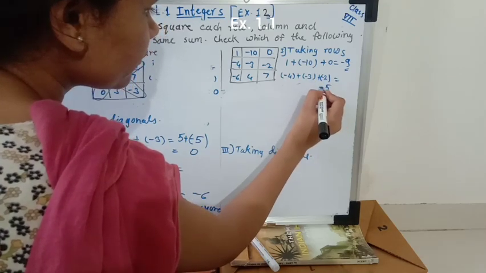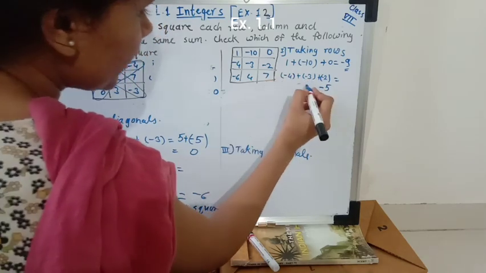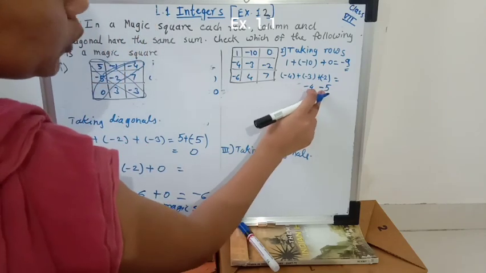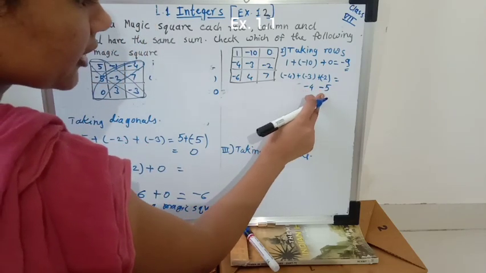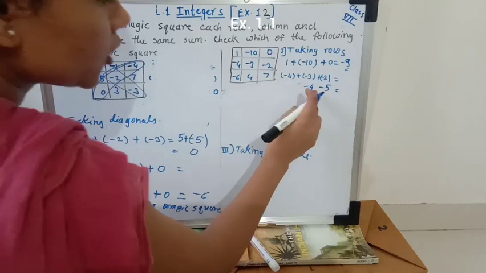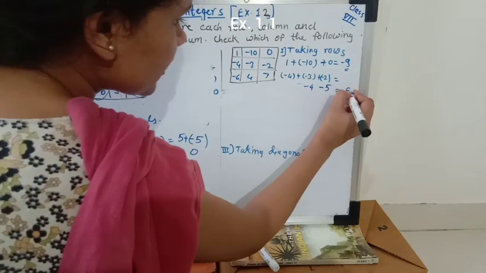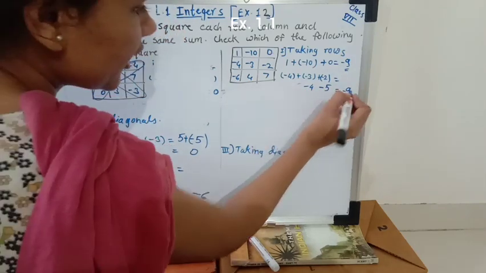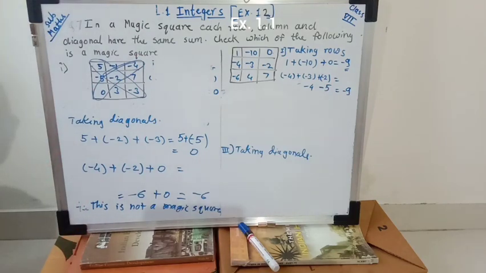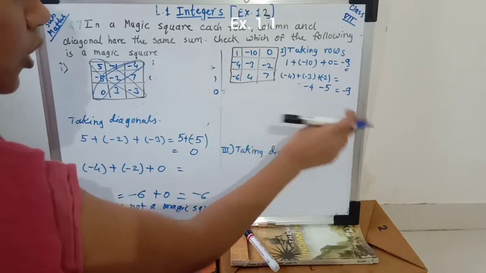Give the sign of the bigger number, and here minus 4 is there. Again two negative numbers are there. When two negative numbers come, what do we have to do? We have to do the addition. 4 plus 5 is equal to 9. 5 is the bigger number, so we'll give the sign of 5, that is, we'll get minus 9. So the addition of the second row is also minus 9.